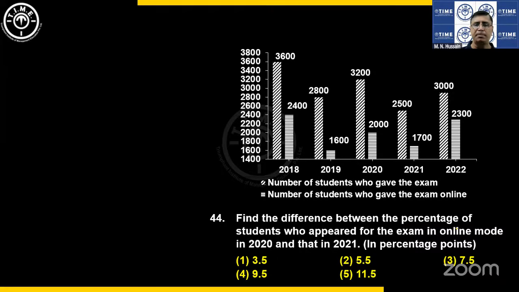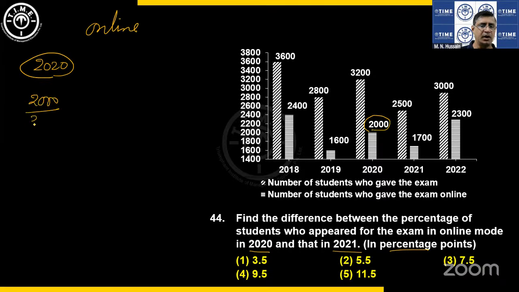Next. Find the difference between the percentage of the students who appeared for the examination in online mode in 2020 and that in 2021 in percentage points. So what to find here? Difference between the percentage of the students who appeared in online mode. 2020 online mode means 2,000 upon 3,200 into 100.